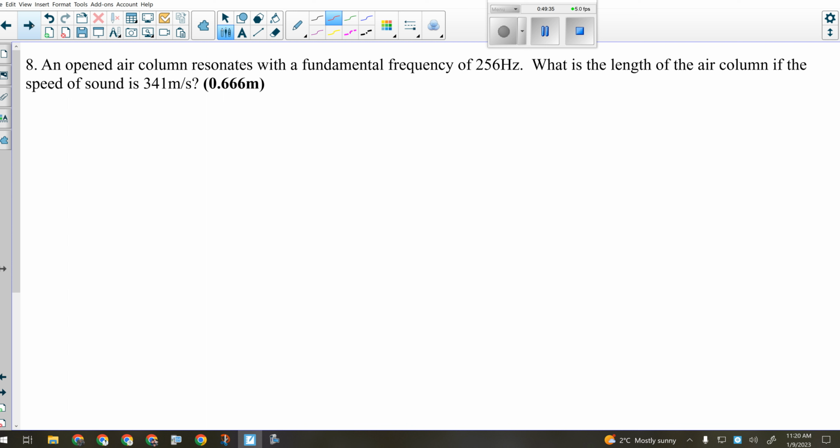Closed. Open. Let's do this one just so we get an open one. Oh, that's bad luck. I should change that question. So we have an open air column. As soon as I see that it's open, lambda equals 2L, assuming it's fundamental. Fundamental frequency of 256 hertz again.